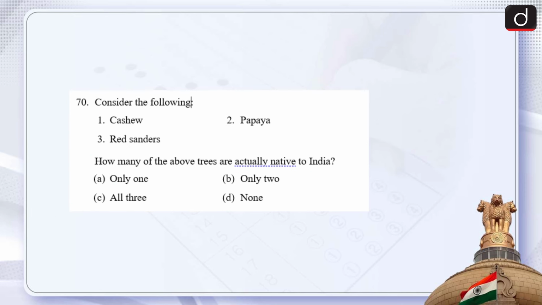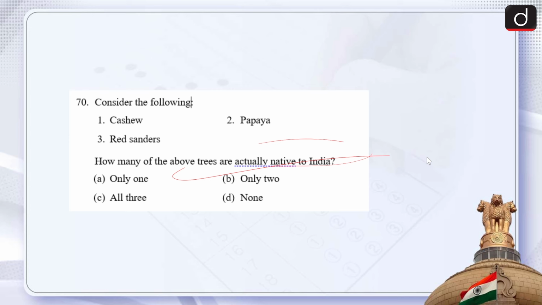Coming to the next one, consider the following: cashew, papaya, red sanders. And they are asking which of these are native to India. It means that they had not come from the outside. Your options are only one, only two, all three, and none. And here the answer is only one.